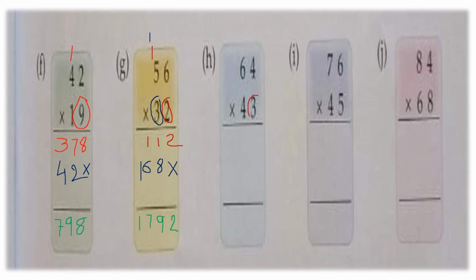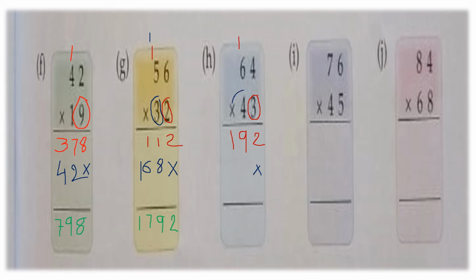Same way children, 64 you have to multiply first with 3. So 3 4s are 12. 1 carry. 3 6s are 18 plus 1 carry is 19. So write down this. Then put cross at ones place. And you have to multiply the number given at tens place.